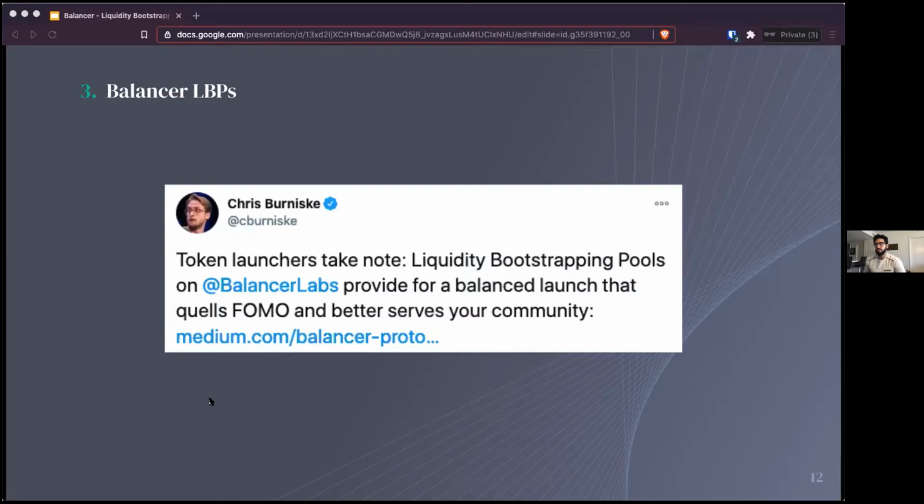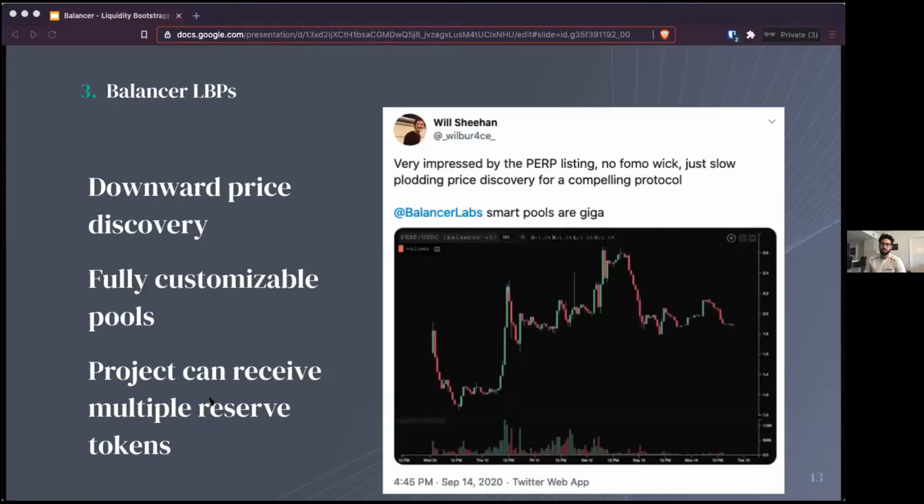So here's Chris Berninski from Placeholder. Token launchers take note. LBPs on Balancer provide for a balanced launch that quells FOMO and better serves your community. And so LBPs were designed to offer fair, balanced, and decentralized token sales. So I'm going to walk through some of its characteristics here.